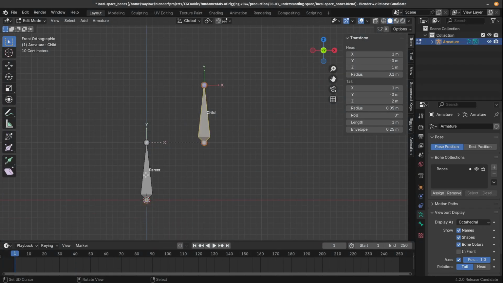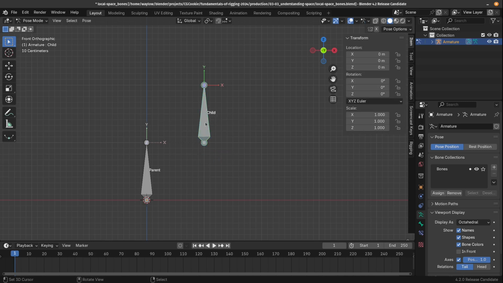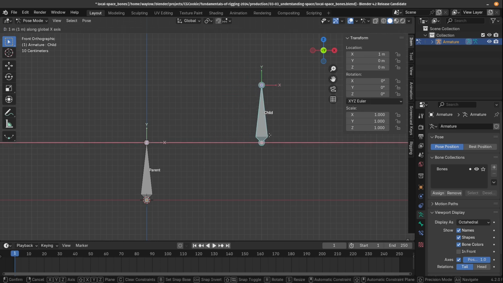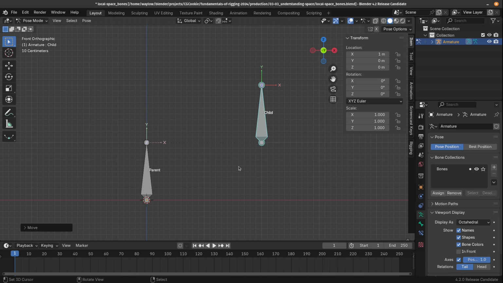I have this child that is parented to this bone called parent, but there is one key difference with bones, and that is that its 0, 0, 0 position, or its starting position, is always offset, so that's actually located at its rest position. If I jump into pose mode, it's in the same position, so this is its local 0, 0, 0. If I move this bone in pose mode one space along its local x-axis, it's measuring that movement relative to where it was in its rest position.